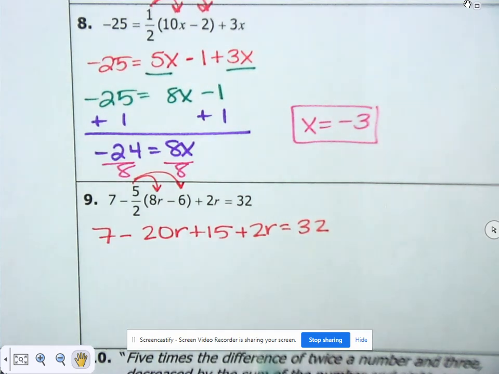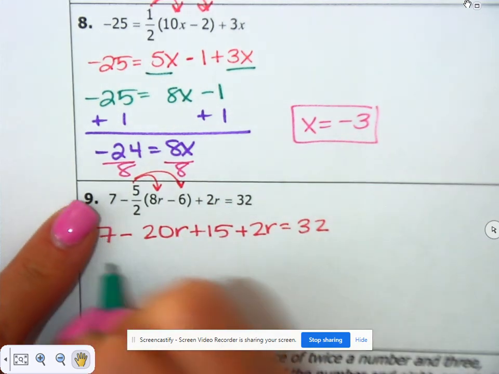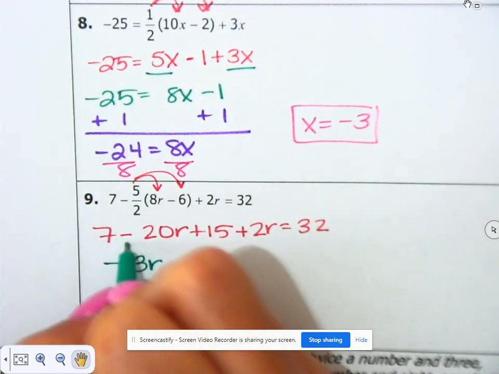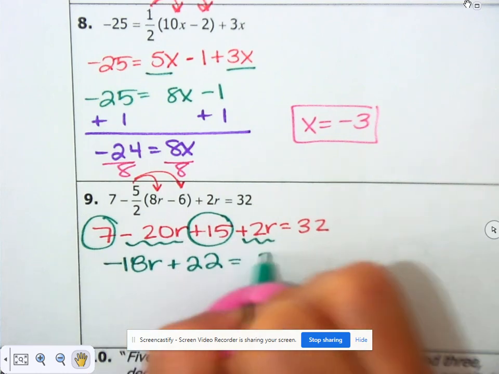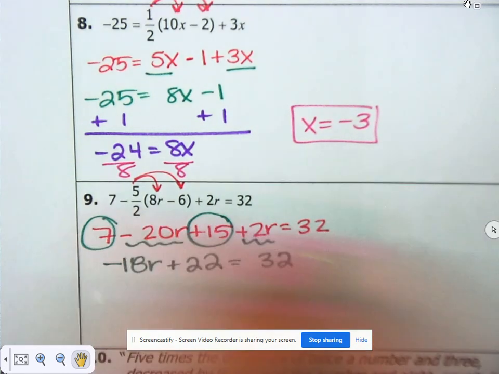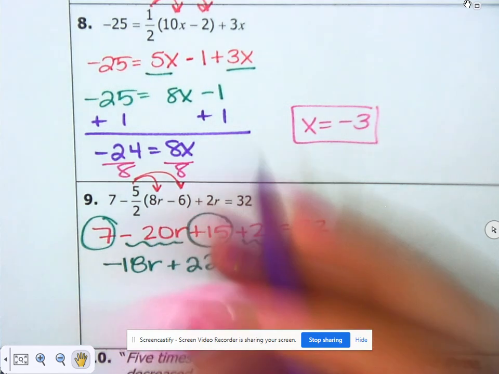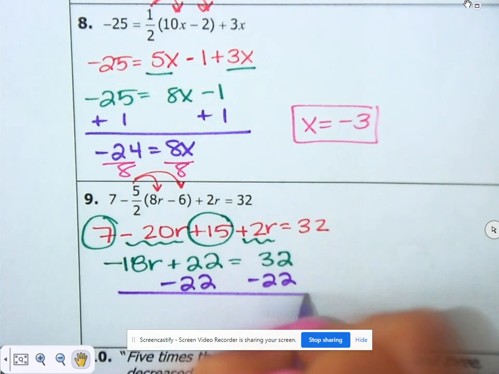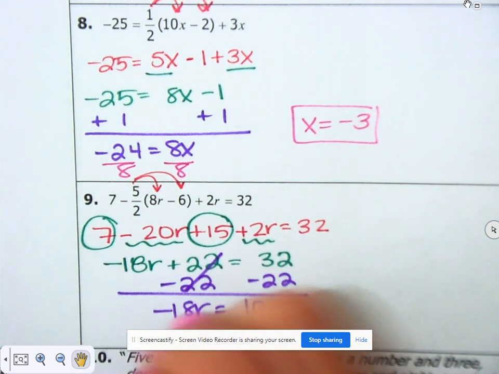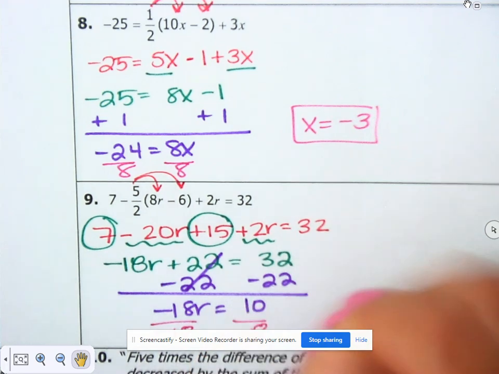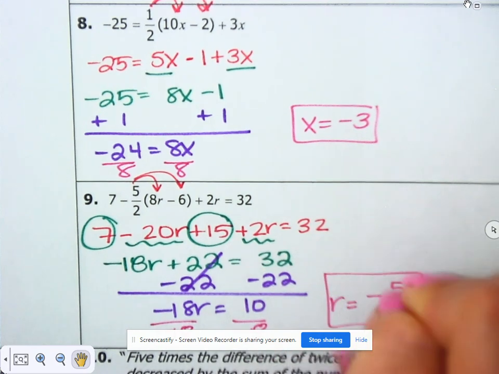All right. Combine your like terms. So, y'all, that's a negative 20 plus 2. Negative 20 plus 2 is going to give me negative 18r. And then 7 plus 15 is 22, and that equals 32. Two-step. And remember, in class, this one is a fraction. So when you divide here by negative 18, you do need to reduce. And both of those are reducible by 2, so it's going to turn into 5/9.